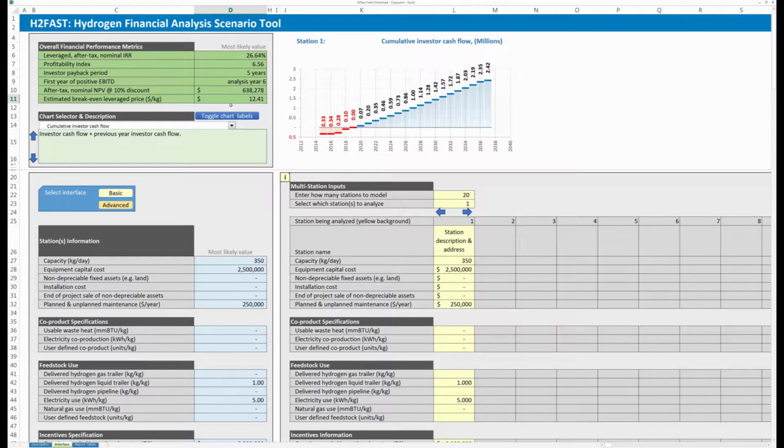And also, this parameter here is very important. It tells you, in order to reach the investor specified discount rate or internal rate of return that they're interested in, what price do you need to charge? And here it calculates and tells you that you need to really charge $12.41.